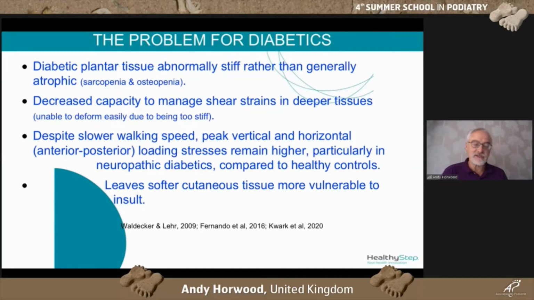Diabetes mellitus changes the nature of tissues, and although atrophic changes associated with age, such as sarcopenia and osteopenia, are important, it is the changes in stiffness of the musculoskeletal tissues that are most significant in diabetes. Diabetes causes the loss in the ability to manage shear strain, especially within the deeper tissues, that can then leave the superficial tissues more vulnerable to insult and damage. Normal stress lowering techniques, such as choosing to walk at a slower walking speed, fail to result in an increased level of tissue compliance in diabetics.